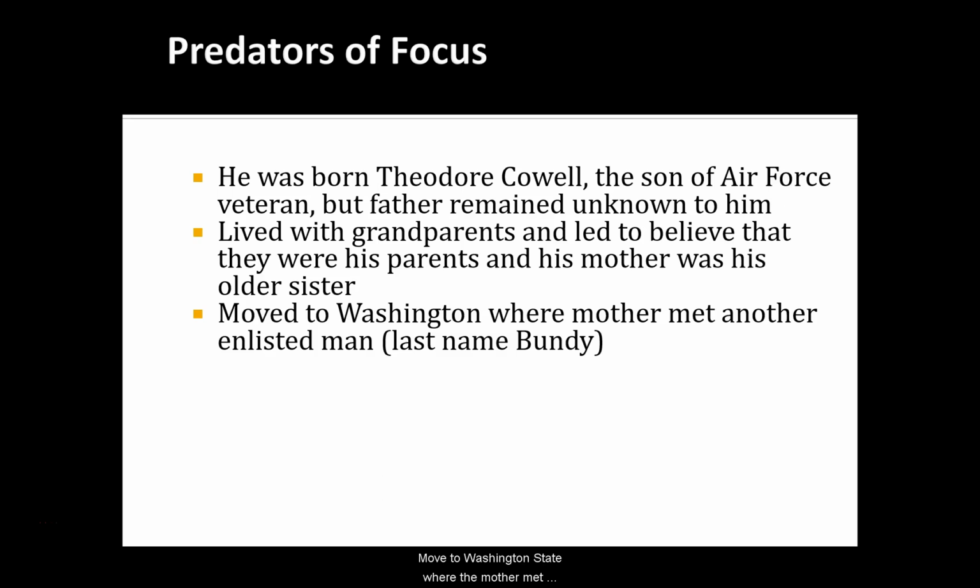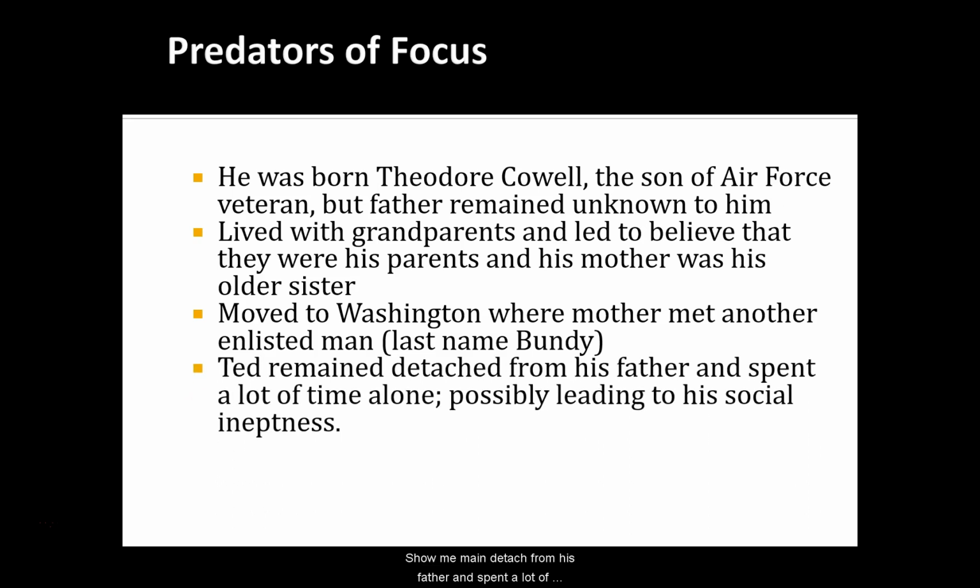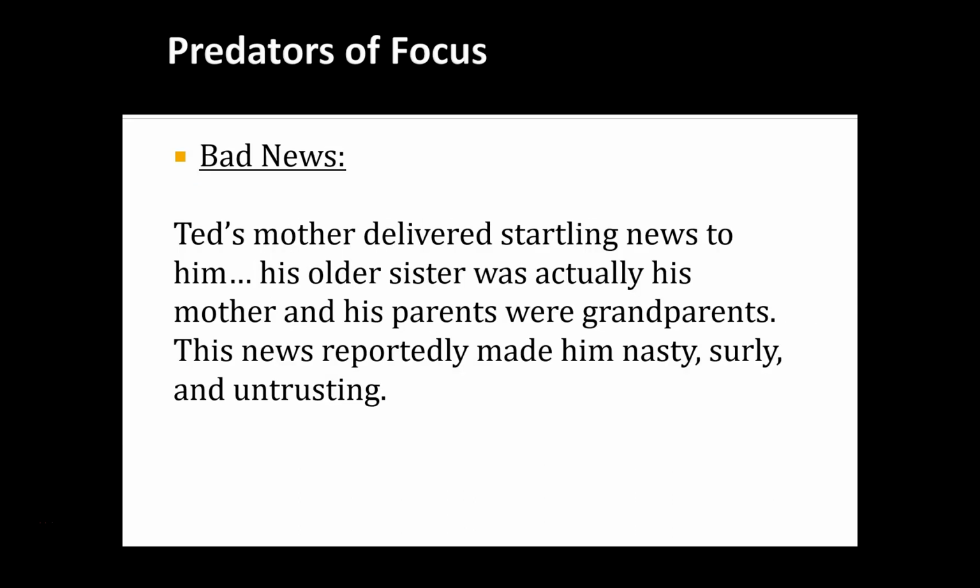Moved to Washington State, where the mother met another enlisted man with the last name of Bundy. So he was initially Theodore Cowell, never knew his dad, thought his grandparents were his parents, thought his mom was his sister. Ted remained detached from his father and spent a lot of time alone, possibly leading to his social ineptness. Some bad news. Ted's mother delivered startling news to him. His older sister was actually his mother, and his parents were grandparents. Apparently, this news reportedly made him nasty, surly, and untrusting, and basically he went off the deep end, got really upset. And any one of us in this situation perhaps would be having a hard time with this as well.